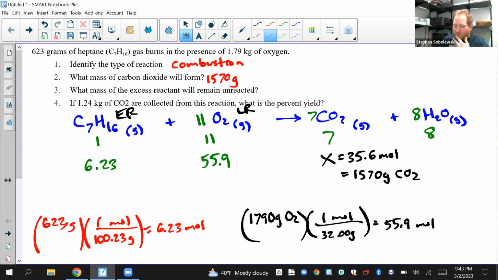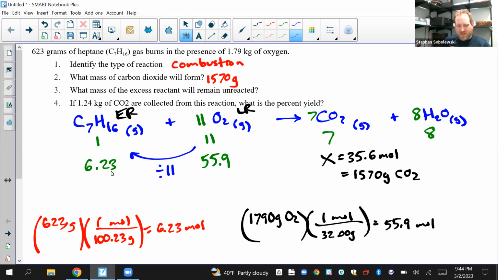Okay, so here's my ER. I started with 6.23. I know that not all of that's going to react. How much will? Well, we can figure that out. We're looking to find how much is left over. So here's how we do this. You don't start with the ER, you start with the LR, because all of this is going to react. So if this much reacts here, how much of this is going to react? Well, it's an 11-to-1 ratio. So if we divide this by 11, we'll see how much of this will actually react.